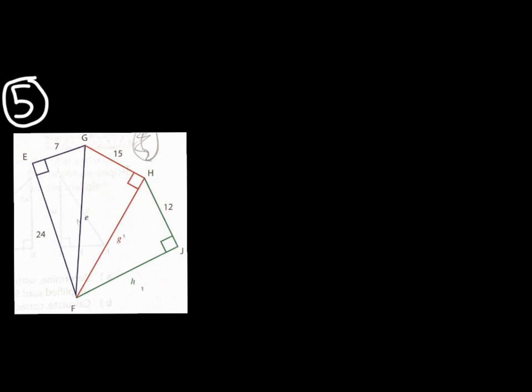So firstly, we want to figure out what this missing E is. So we can see that it is opposite the right angle, and this means that it is a hypotenuse. And we have the two other sides. So we can use our Pythagorean theorem to figure out what E is. So we can say that E squared is equal to 7 squared plus 24 squared.